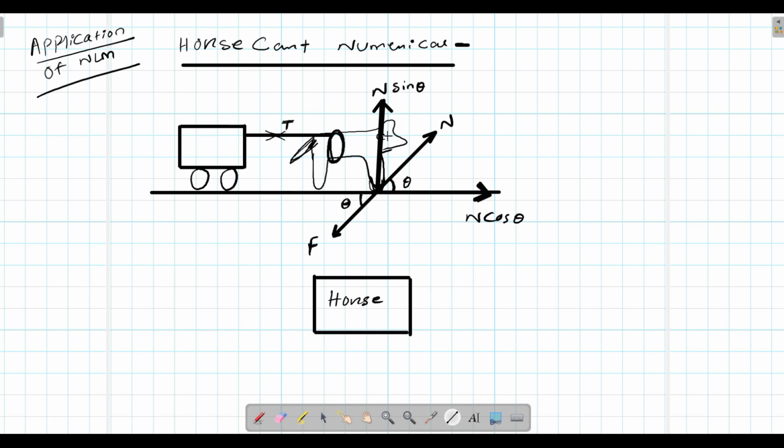So this is the horse. For the horse, N cos theta is the facing component. The back component is the tension. Mass of the horse is capital M. Small m is the mass of the cart.